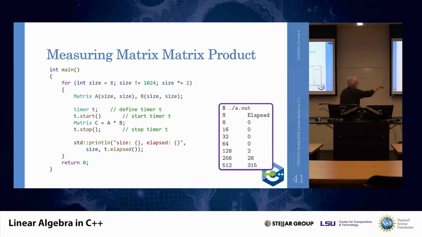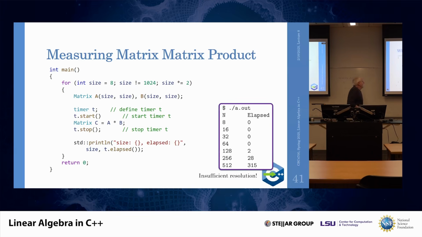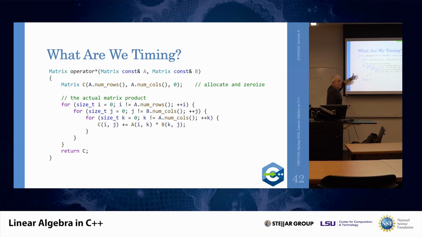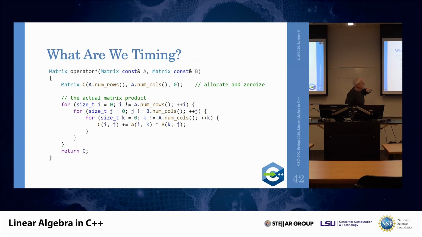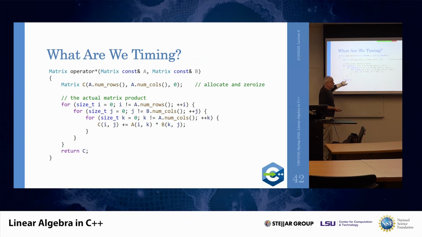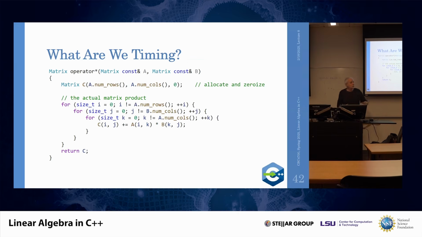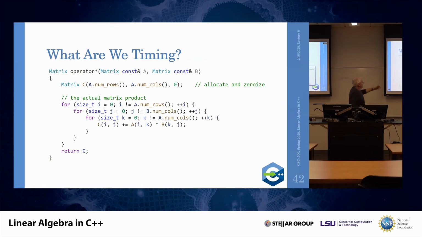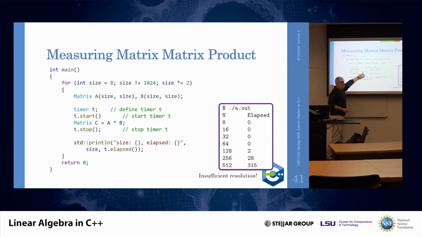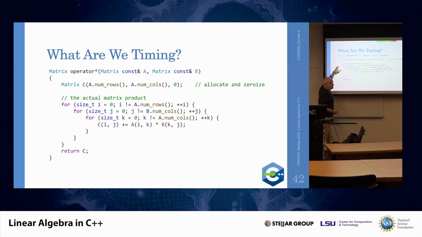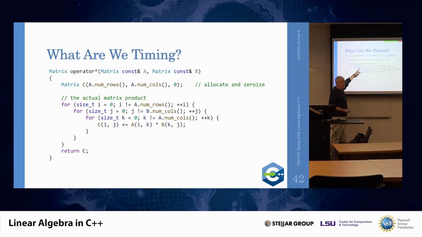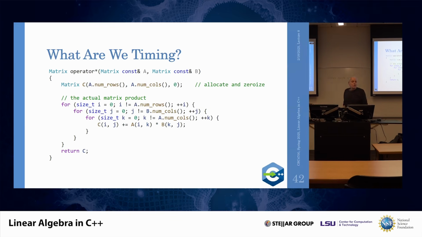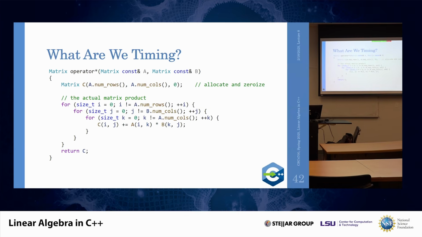Okay? So how do we overcome this part? Well, look at what we actually measure. We have that operator star, which does a matrix multiplication, executes that loop, creates a local variable inside that function, which is initialized to 0, and returns that matrix C as the result. But since we measure the whole function, we not only measure the 3 loops, but also the allocation of the memory and the zeroing out of all elements of that matrix, which we don't want.